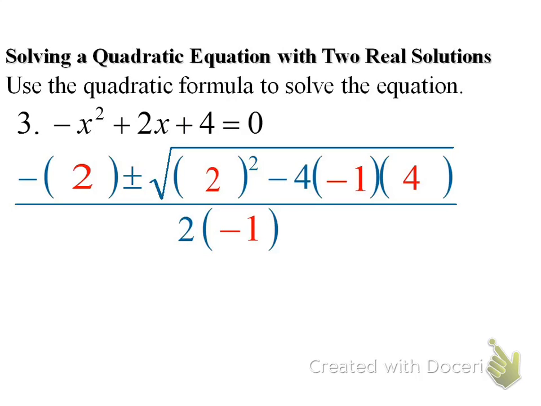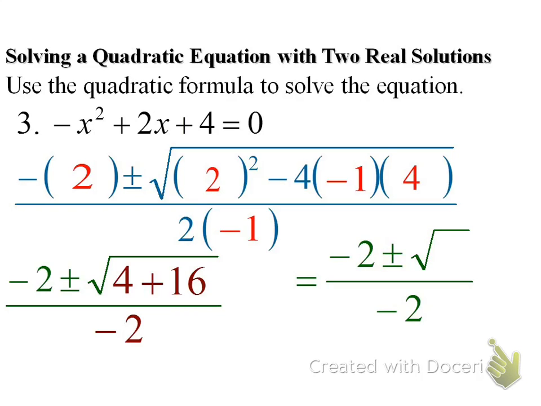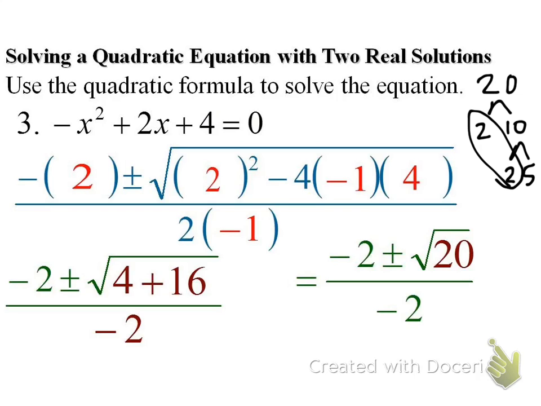This next part is just simplifying. So -2 plus or minus 2 squared is going to give us 4 plus 16 because you have a negative and a negative. -2 on the bottom. So inside our square root now we have a 20. What is special about 20? Yeah, you can break the 20 down. So if you did a factor tree, you could do 2 and 10, 2 and 5. So what's going to come out front? A 2, and what's going to stay inside the square root? 5. A 5, good.